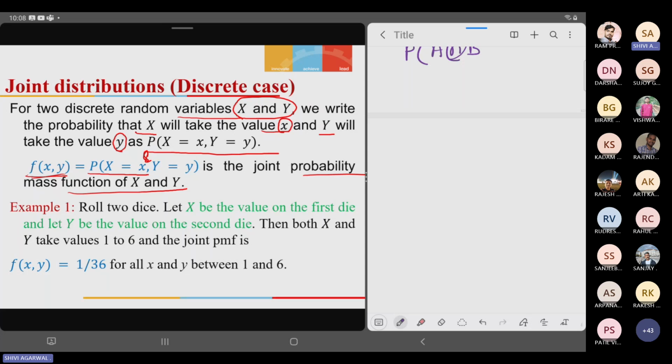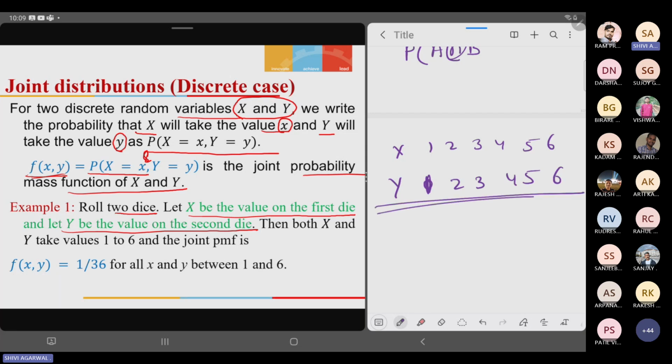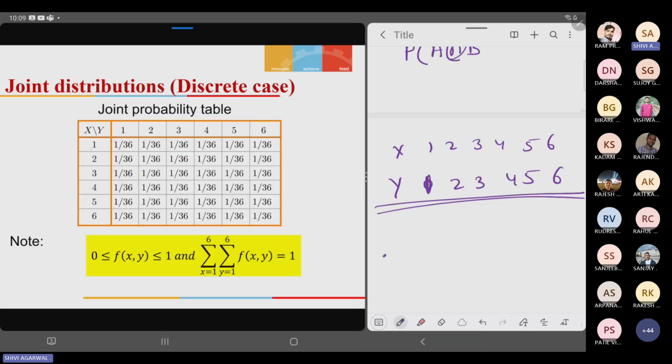Okay, so we are taking one example. Roll two dice. Let X be the value on the first die and Y be the value on the second die. So X is the value on the first die, so it will be 1 2 3 4 5 6, and Y will also be 1 2 3 4 5 6. So X and Y take the values 1 to 6, and the joint PMF is what? We are taking 1 by 36 here. Why 1 by 36? X is equal to 1 and Y is equal to 1 is one combination.